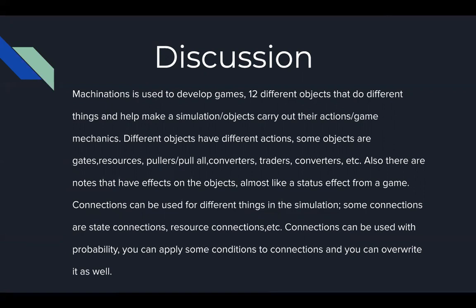There are nodes, and essentially they have effects on the objects, and they're somewhat treated like a status effect from a game. Connections can be used for different things in the simulation. Subconnections are state connections, resource connections, and the connections can be used with probability. You can also apply conditions to connections, and you could overwrite those conditions as well.